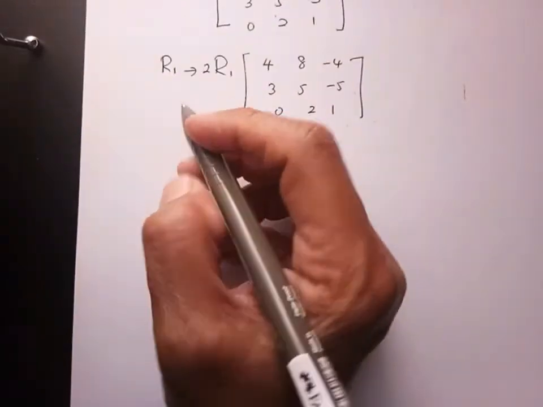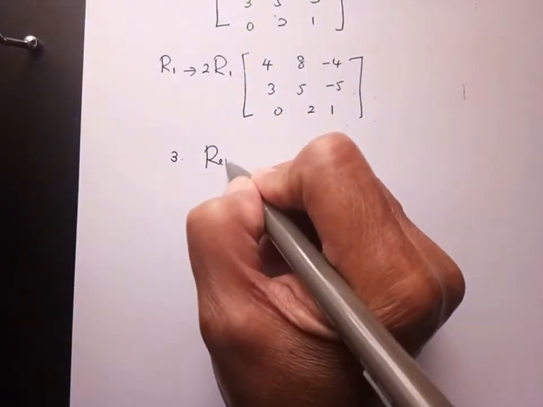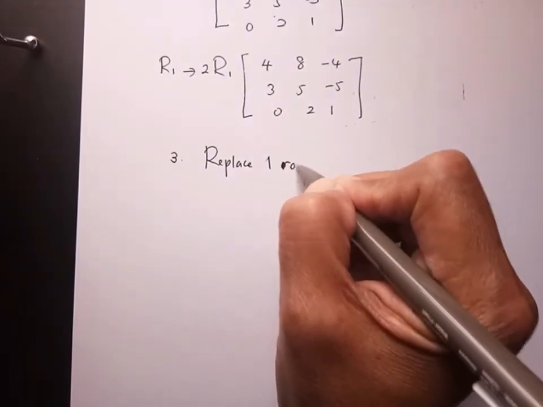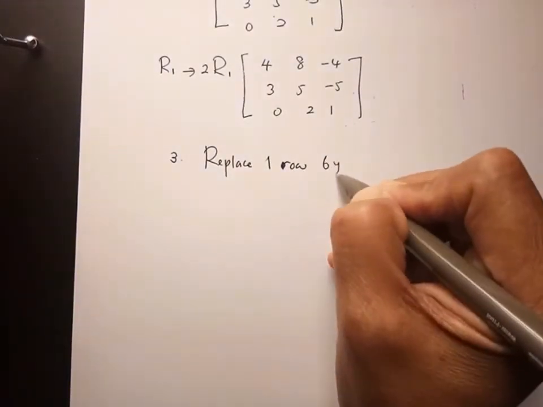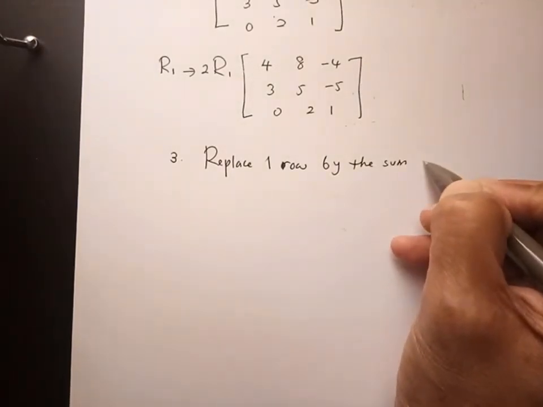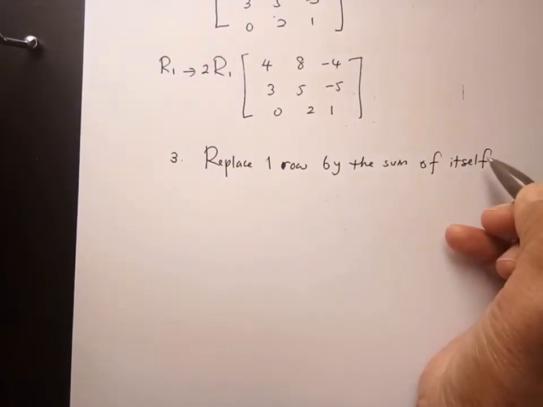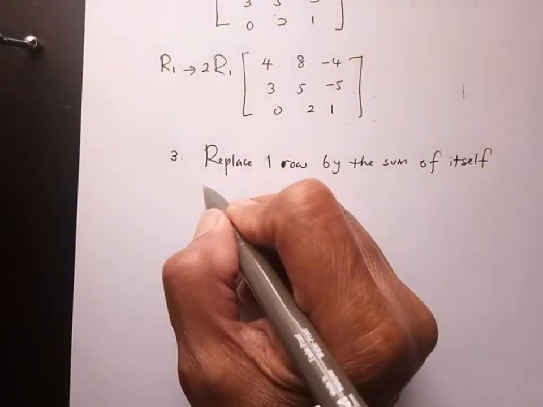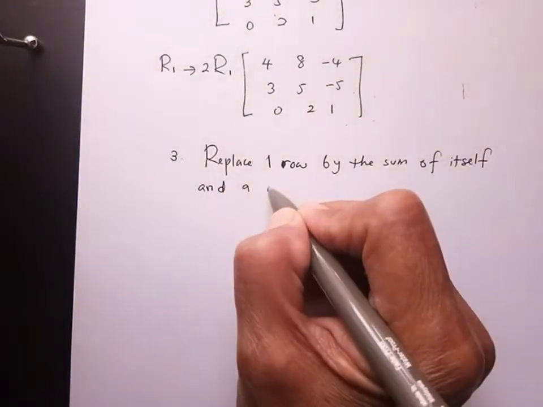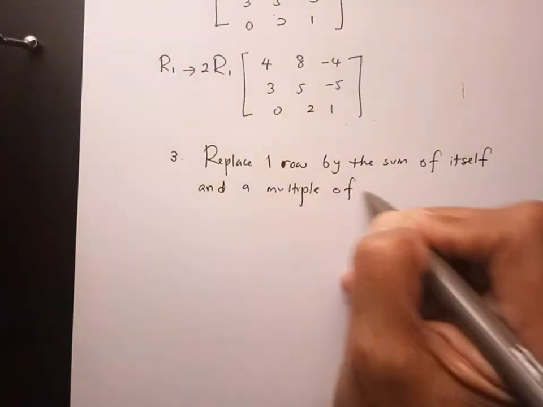Okay, for operation number 3, it is replace one row by the sum of itself and a multiple of another row.